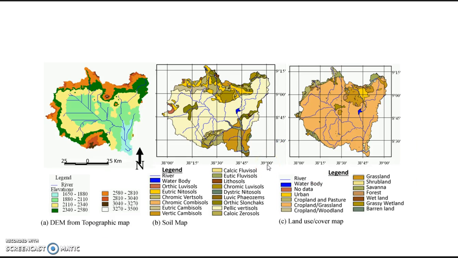Alright, so I have these maps. This is a map produced from digitized contour maps back in the days, like 10 years ago, I guess. This is the soil map of the upper Awash River Basin, and this is the land use map. Again, this is also digitized from some kind of vegetation assessment that was done back in the days. So we'll be using these maps as a reference, to evaluate our remote sensing assessment.